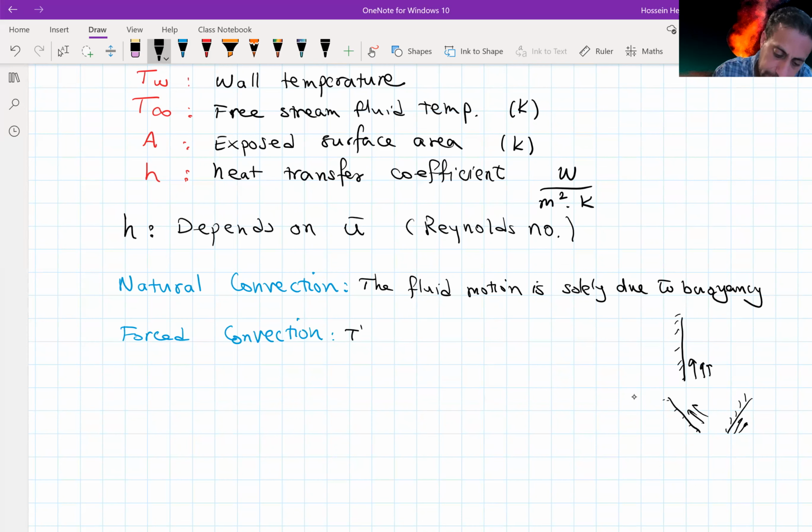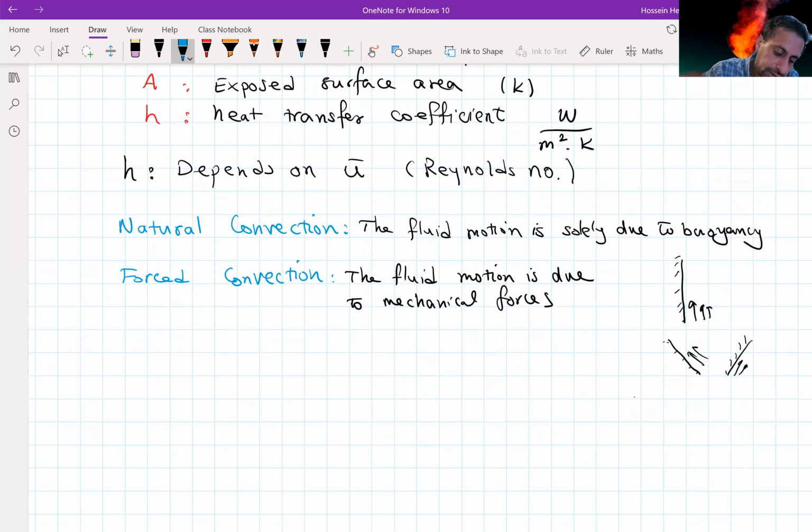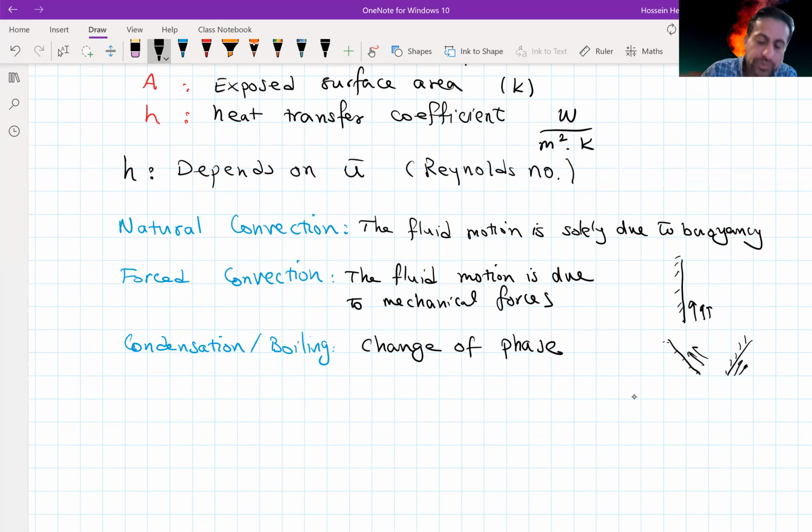Now, the other one is forced convection, where the fluid motion is due to mechanical forces. We can have a fan, we can have a compressor, we can have a pump that's forcing the fluid to move. The other one is condensation or boiling, where we see change of phase from liquid to vapor or from vapor to liquid.